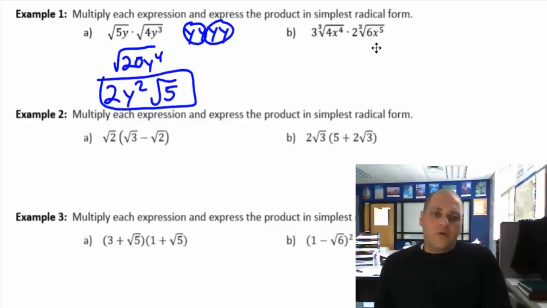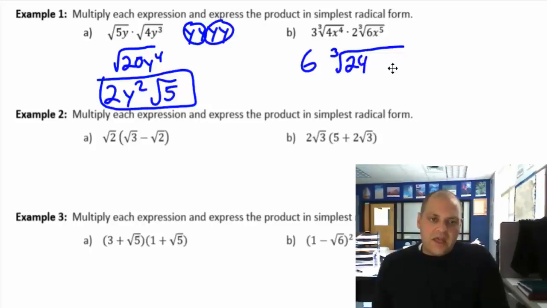So here I have a coefficient in front, 3 and 2, so that's just going to be 6. And then we're going to multiply the insides. That's going to be 24x to the 9th. And of course, I need to simplify. Now it's a cubic root, so you have to be a little careful here. I'm just going to do this off to the side.